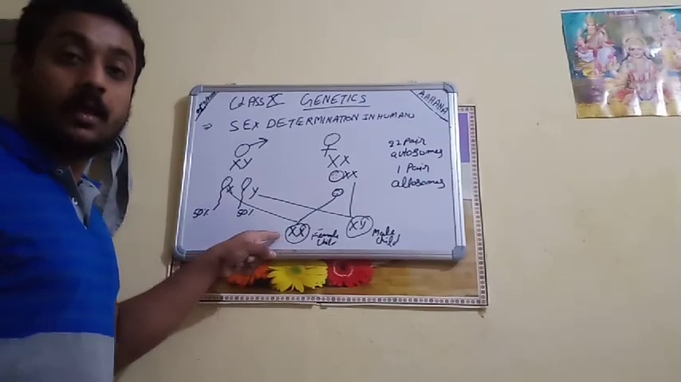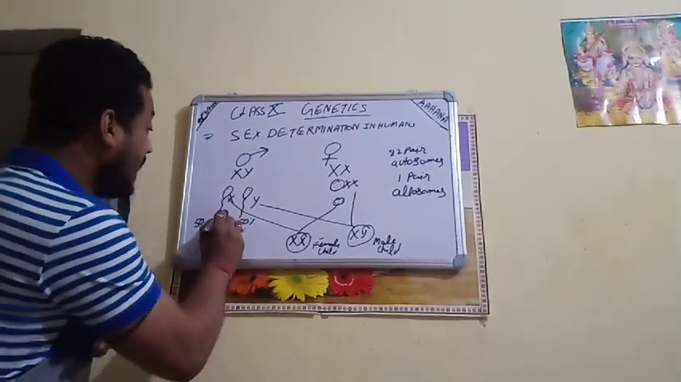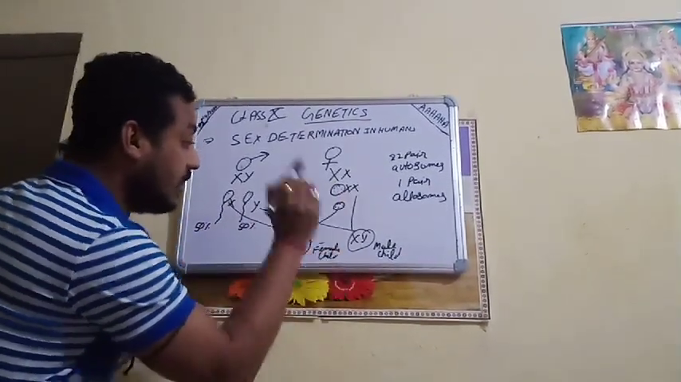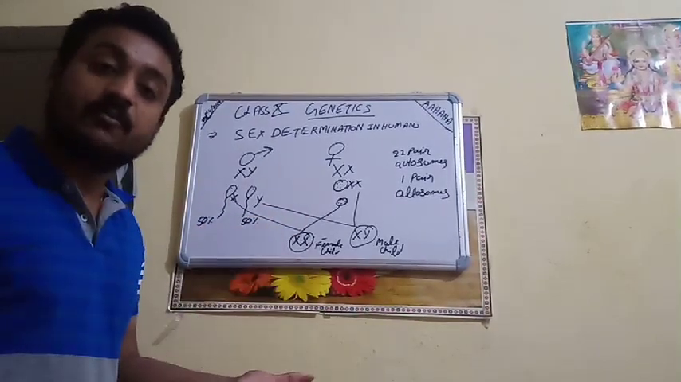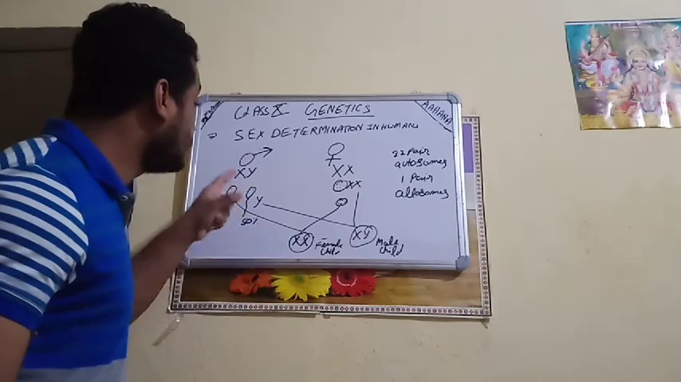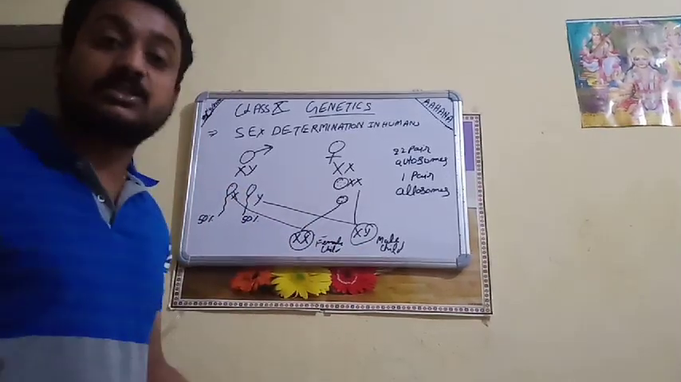So what happens if X will fertilize the X ovum? The X containing sperm fertilizing the X ovum, XX, female child. The Y containing sperm fertilizing the X ovum, male child.